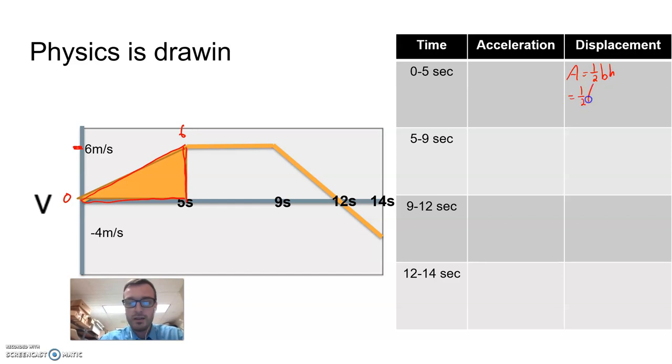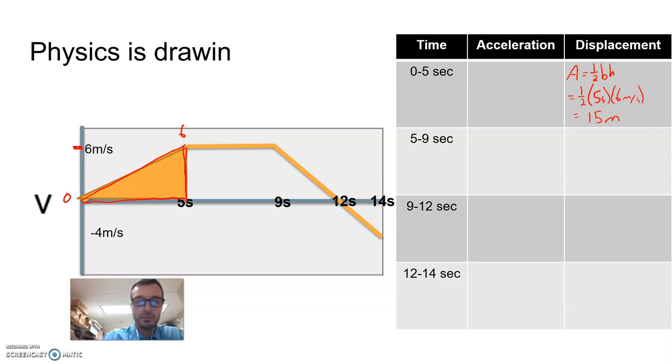And so that'd be 1/2 the base. It looks like 5 seconds. The height is 6 meters per second. And that would be 30, and half of 30 would be 15. And since we're in the positive region of velocity, we are traveling positive 15 meters forwards.